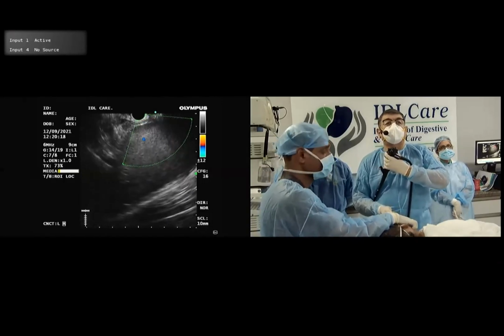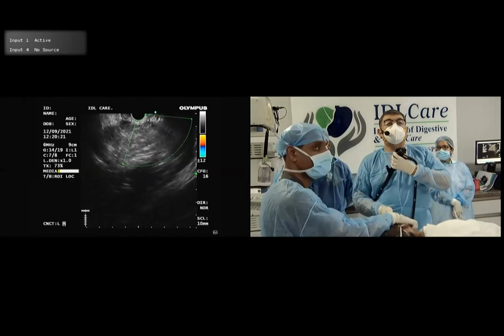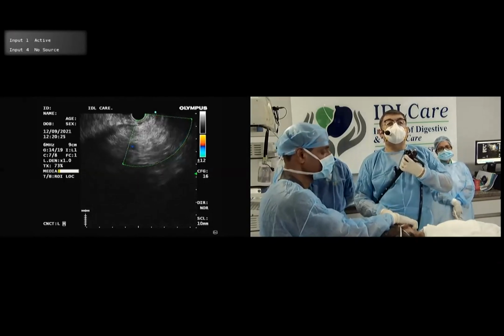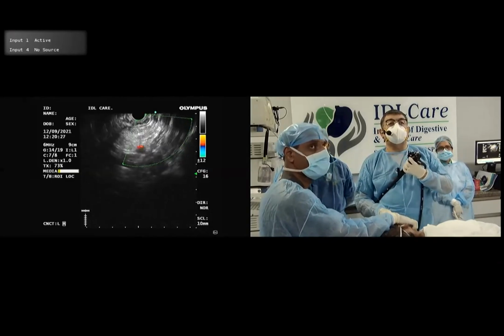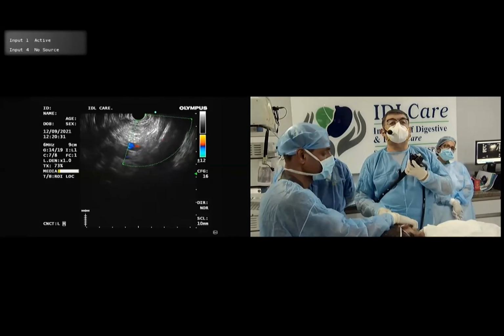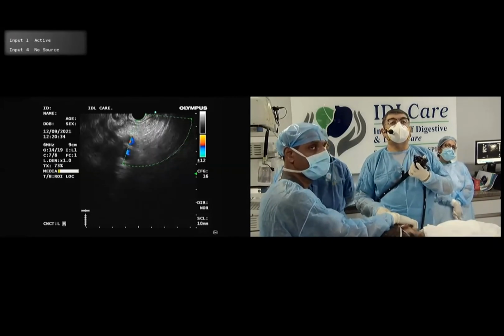Now I reverse, turn anti-clockwise to see if there is anything I have missed. So, repetition of the same thing. Try to bring the splenic vein. You see the aorta has come. I am still turning anti-clockwise, tracing the vessel.